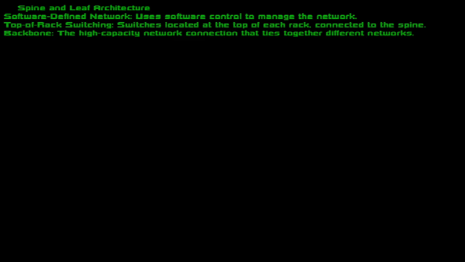Spine and leaf architecture, software-defined network, uses software control to manage the network. Top-of-rack switching, switches located at the top of each rack, connected to the spine. Backbone, the high-capacity network connection that ties together different networks.